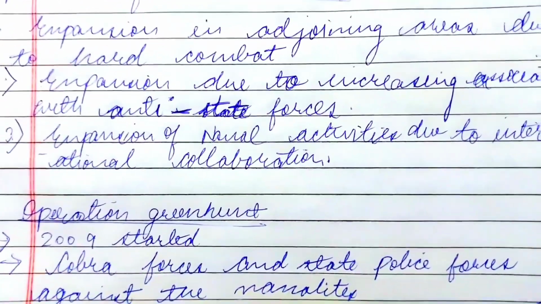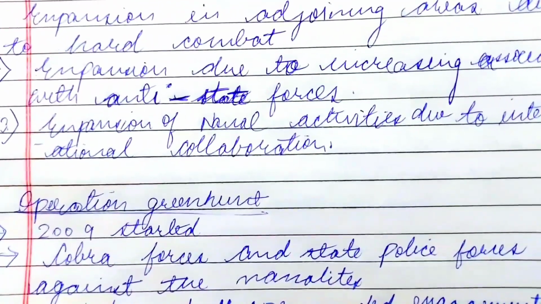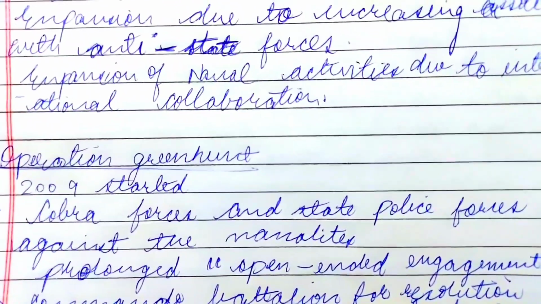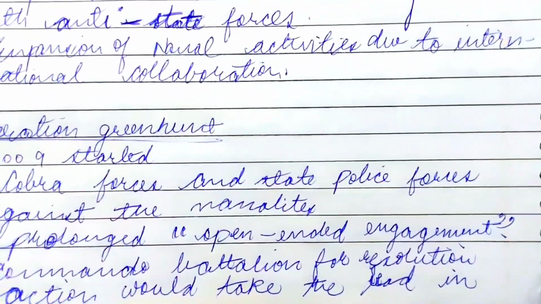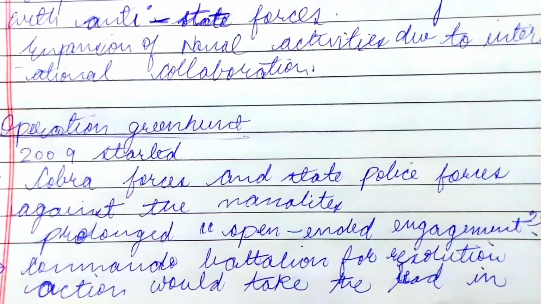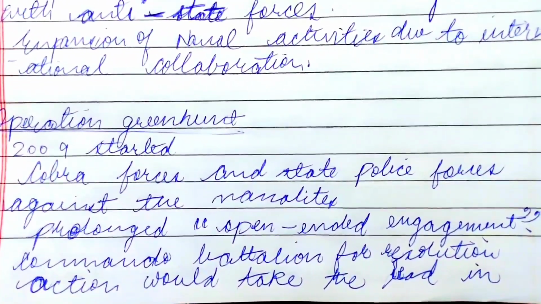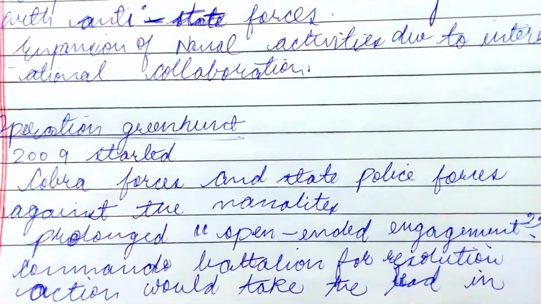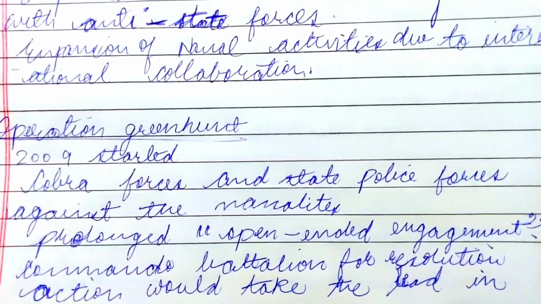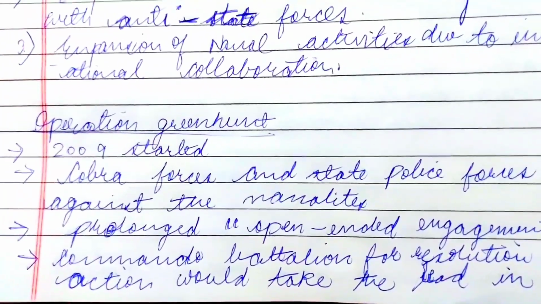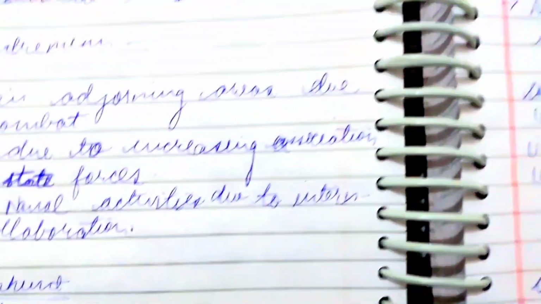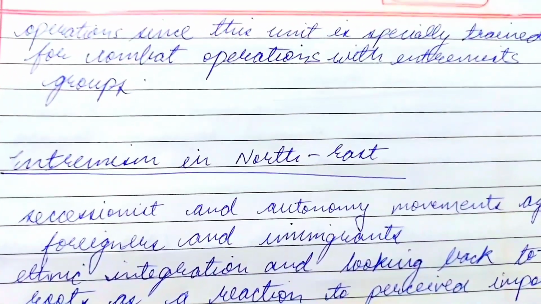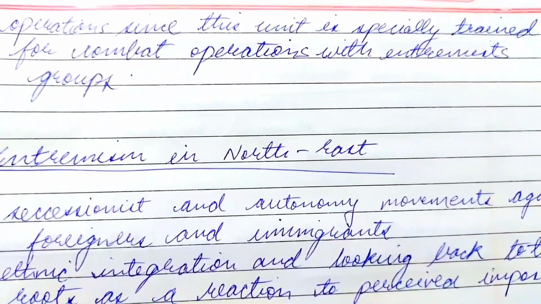Then Operation Green Hunt. What was Operation Green Hunt? It was started in 2009, with Cobra forces and state police forces against the Naxalites, and it was a prolonged open-ended engagement between the two, and a commando battalion for resolution action would take the lead in this operation, that is the Cobra forces. It was a prolonged operation, not an operation of a very short time frame. The Cobra forces were trained specially for combat operations with extremist groups.